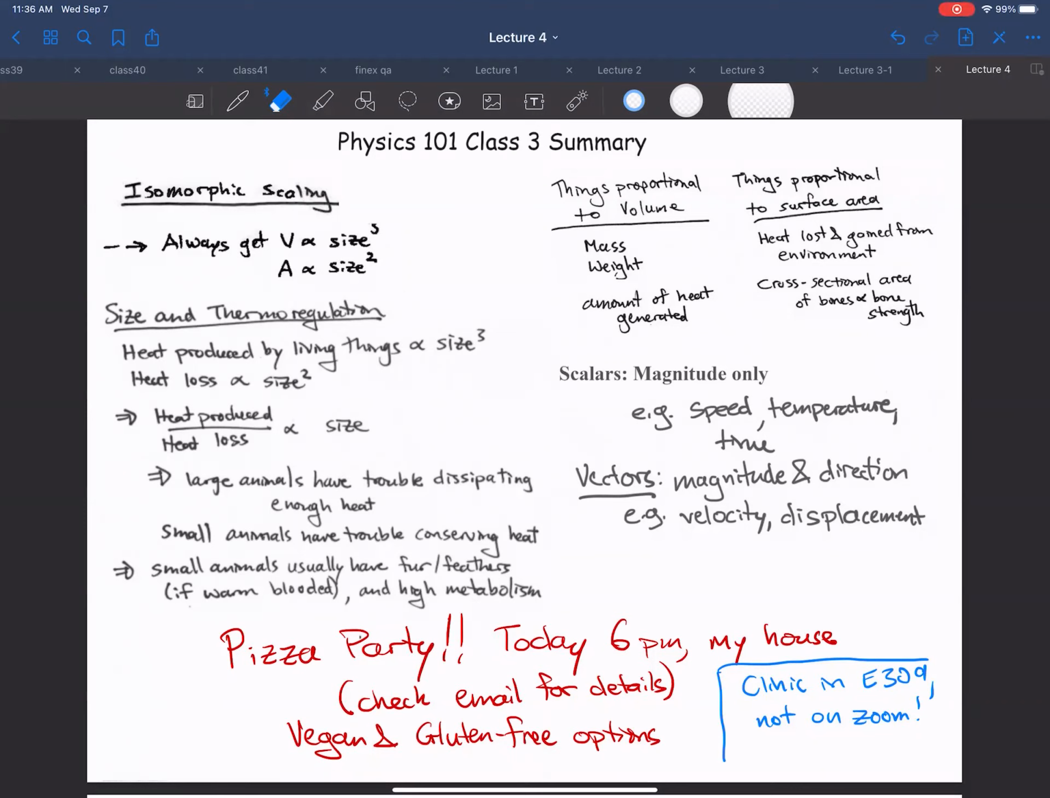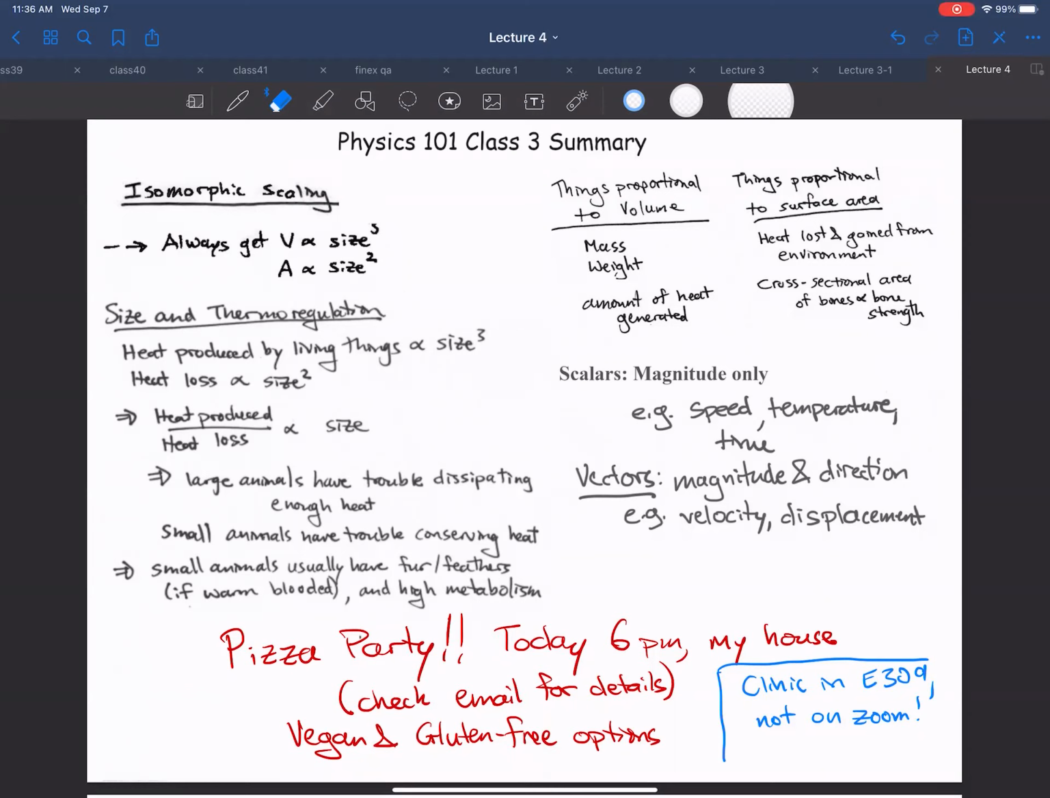And so that means that the bigger things get, the harder it is for them to dispose of the excess heat. On the other hand, the smaller things get, the harder it is for them to conserve enough heat if we're talking about a warm-blooded animal. And so small animals normally have fur or feathers to help them conserve their heat, and large animals usually have very little hair.